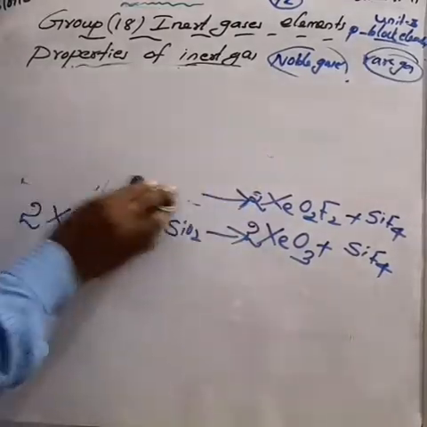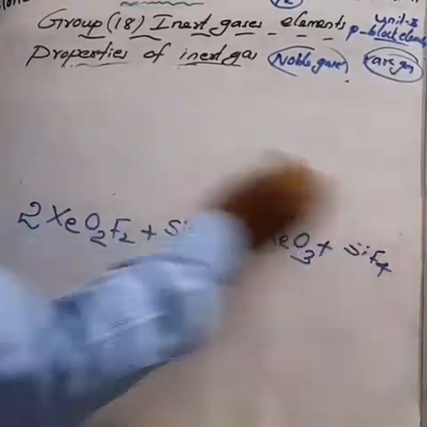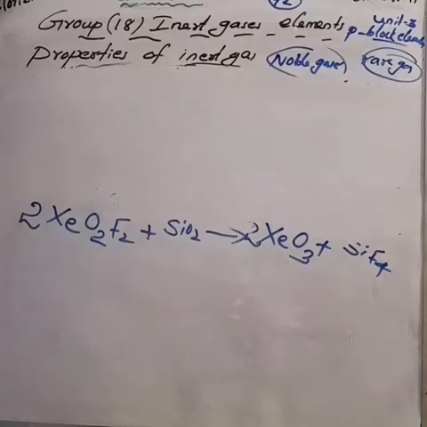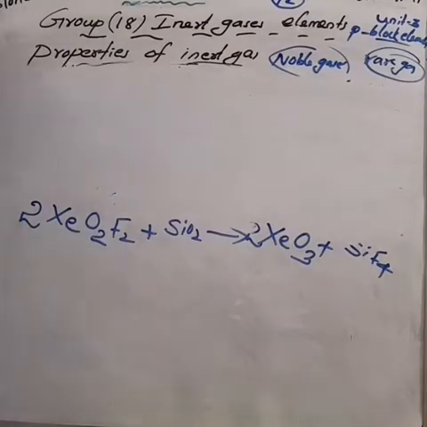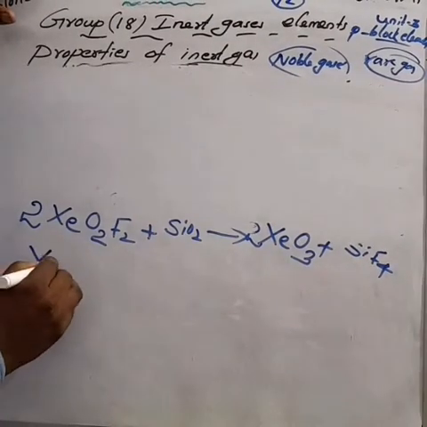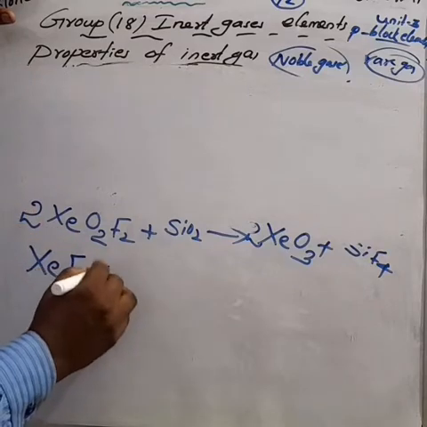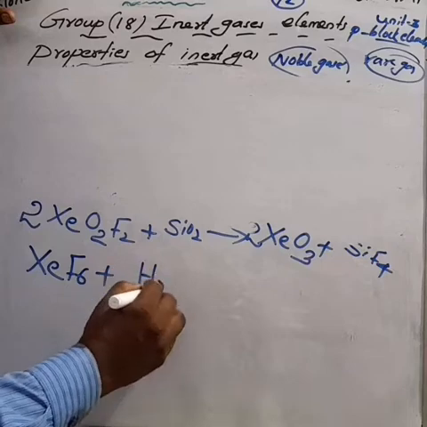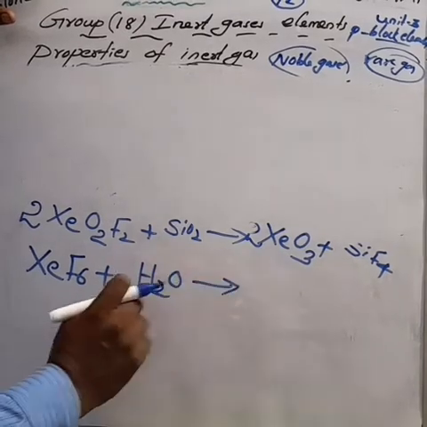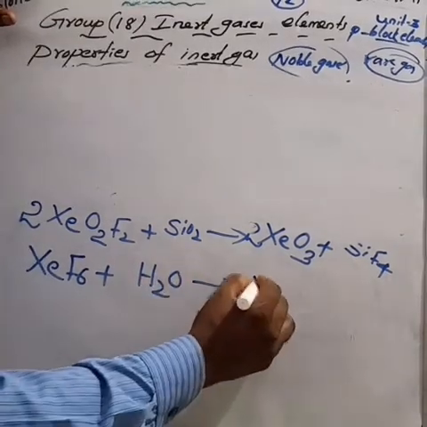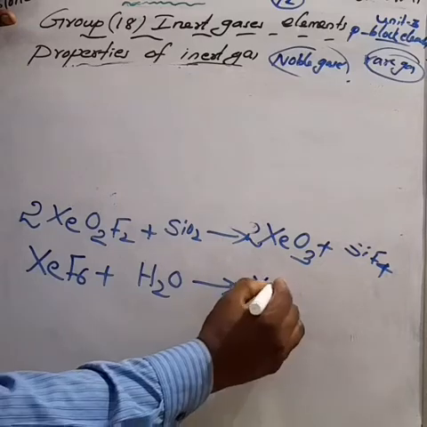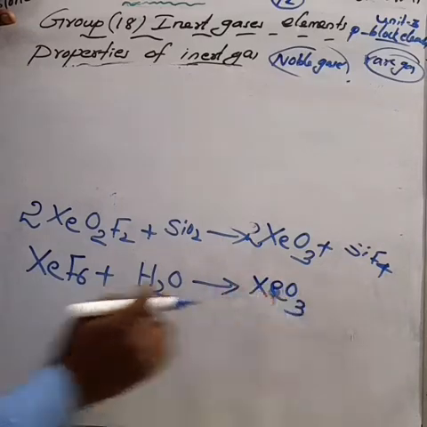Next question, that is about this. What happens when xenon hexafluoride reacts with water? It undergoes hydrolysis. That is, xenon hexafluoride undergoes hydrolysis. So what product is obtained? Xenon trioxide is obtained. We can write the equation XeF6.